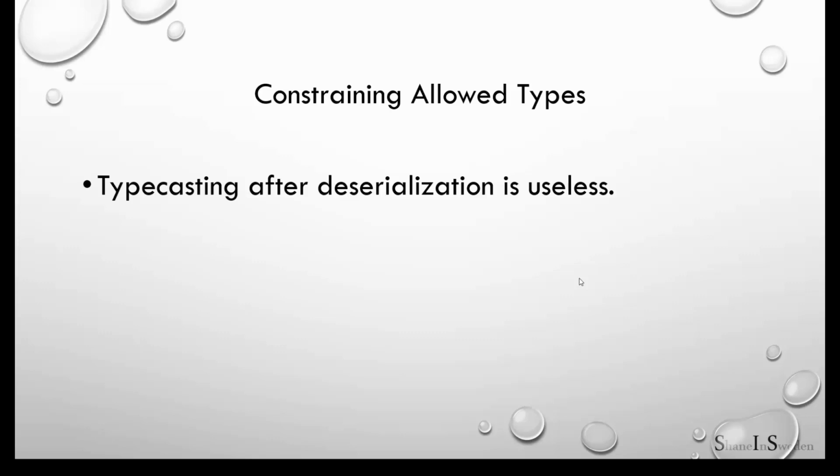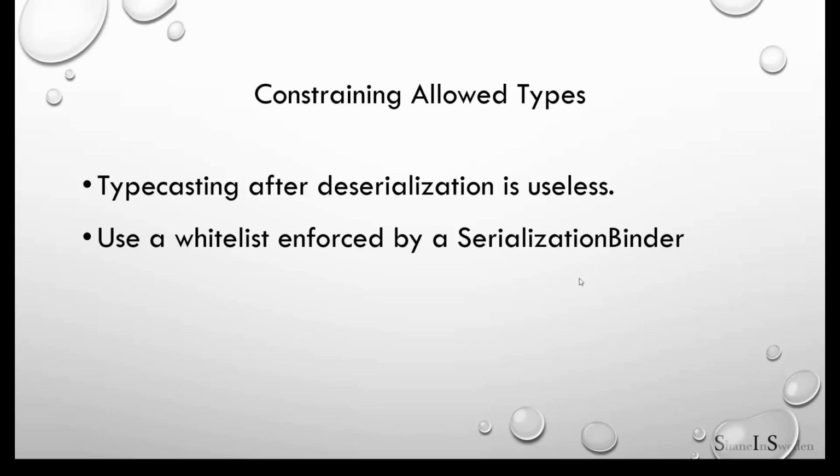So once we've initially constrained the types that are available, then with particular reference to our deserializer, we can constrain the types that it is allowed to instantiate. Remember, as we showed in our video part 2, typecasting after deserialization is useless. Code execution may have already occurred by the time you get a casting exception. The real way to do it is to use a whitelist, which is enforced by a serialization binder. Now, this is not possible for all types of serializers, but it does work, for example, with binary formats and JSON.NET serializers. I think we demonstrated one of those lists in our part 2 video.